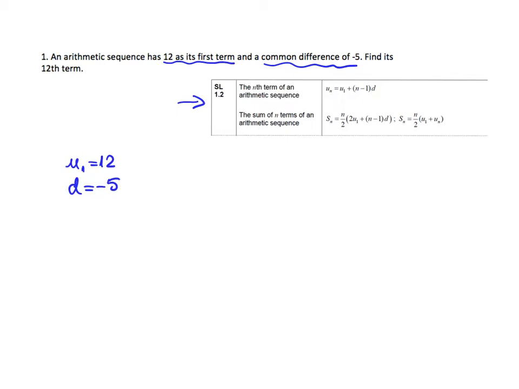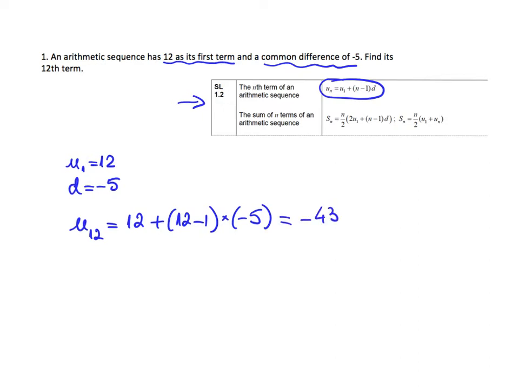Find the 12th term. That would be a formula giving me the nth term, so the 12th term is U12 equals U1 plus n minus 1 times D, which I can put in my GDC. And I get negative 43.